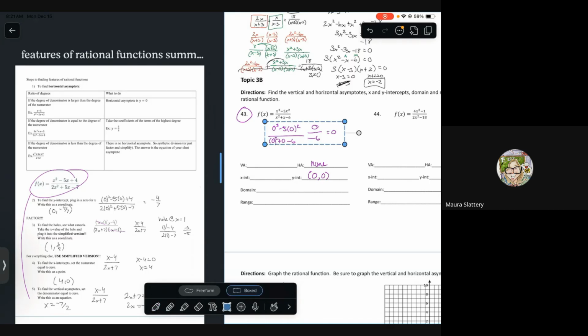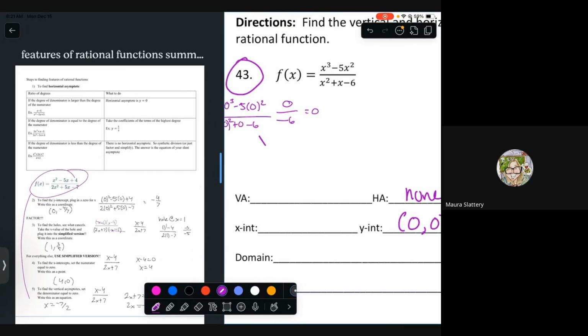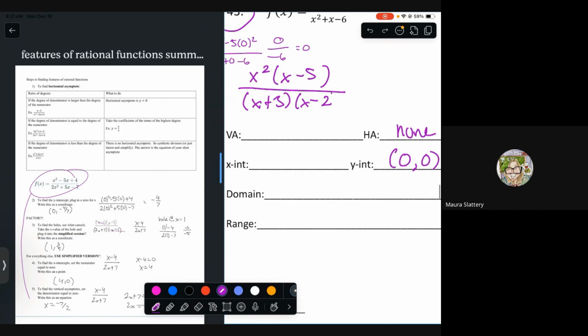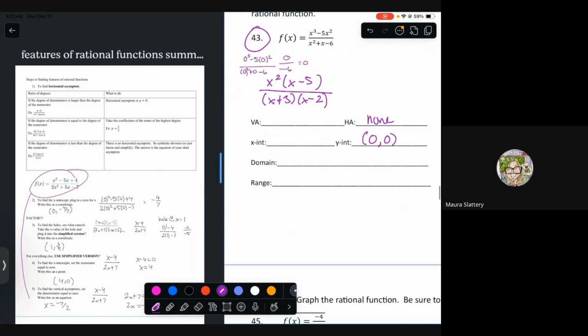Next, I'm going to go ahead and factor this. On top here, I get x squared times x minus 5. And then in the denominator, I get x plus 3 and x minus 2. Then from there, I have to look and see, does anything cancel? Because that gives me a hole. In this case, nothing cancels, so I have no holes, which it isn't asking for anyway.